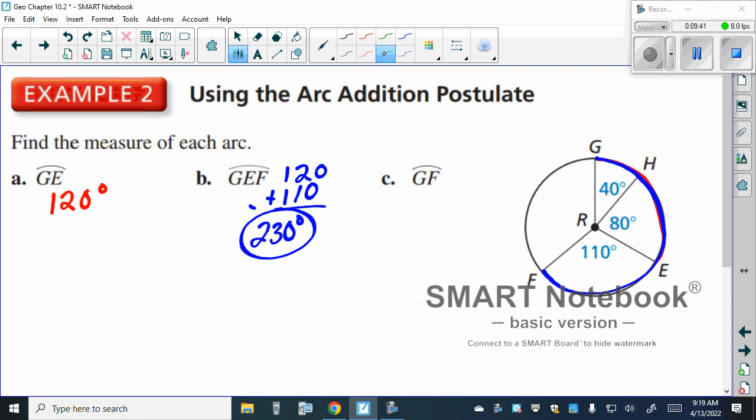And the next one, GF. So would I go from the right? Would I go this way? Left. Because again, since it only gave us 2 letters, we're going the shortest distance from one to the other. Right, since we know that GF, HF or GEF, either one, is 230. We know the whole circle is 360 degrees. We can subtract them, which gives us 130 degrees. Any questions on this here?